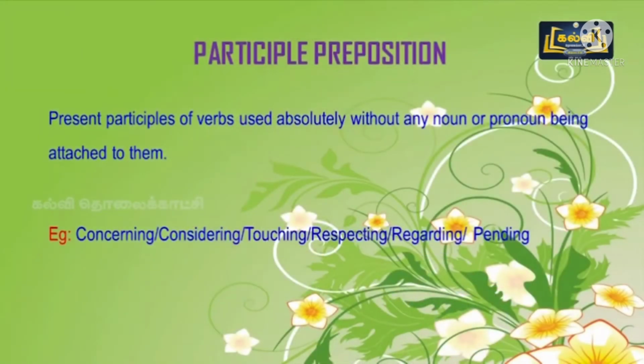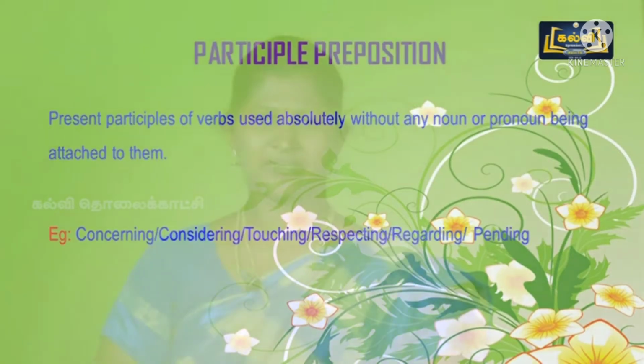And the fourth type is participle preposition. What are participle prepositions? Present participles of verbs used absolutely without any noun or pronoun being attached to them. Example: concerning, considering, touching, respecting, regarding, pending.